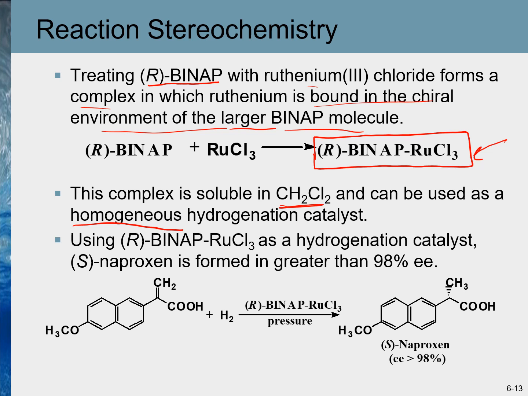So using the chiral catalyst, which is the complex between ruthenium and R-BINAP, we get only one enantiomer as a product, and this catalyst is employed in production of the pain-killing medicine naproxen. Only the S stereoisomer of naproxen is active, which means that only the S naproxen has the pain relieving properties.